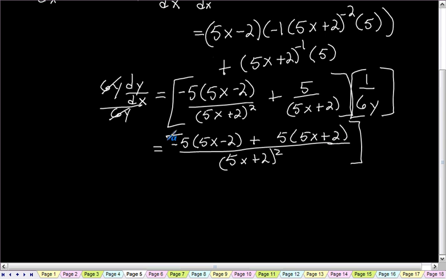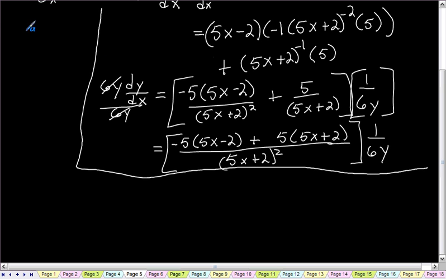And all of it over 1 over 6y times 1 over 6y. I'm going to try to simplify this just a little bit. I'm going to distribute here, see if hopefully something comes out. I'm going to put it over here for space's sake. This here is going to be a negative 25x plus 10, negative 20x plus 10 plus, this is 25x, that's good, plus 10. That's on the top.